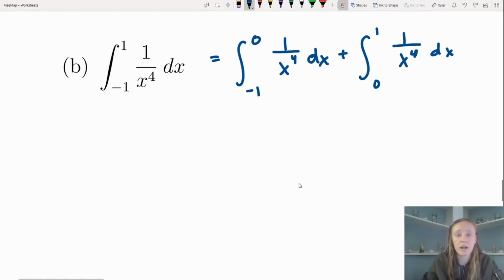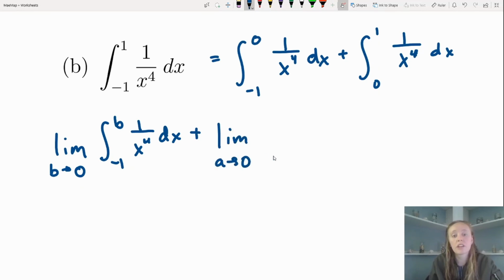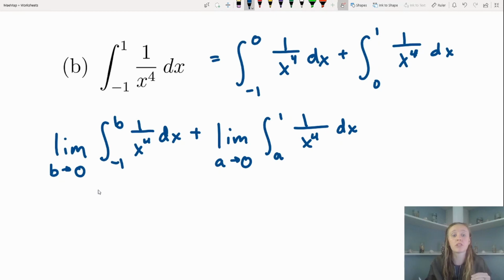So I'm not going to write this out again, but let's go ahead and set it up just for practice. So I'm going to do the limit as b approaches 0 of the integral from negative 1 to b of 1 over x to the 4th dx. I'm going to add that to the limit as a approaches 0 of the integral from a to 1 of 1 over x to the 4th dx. Now looking back at my limits, I know that I'm approaching 0 from two different directions.